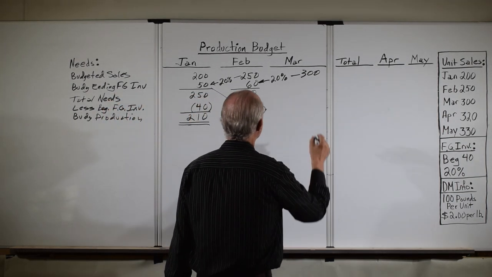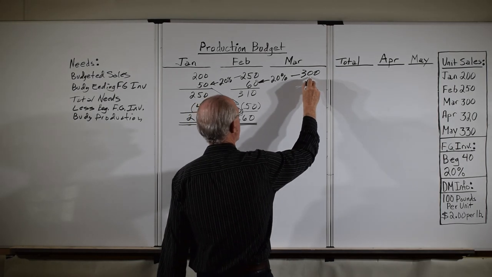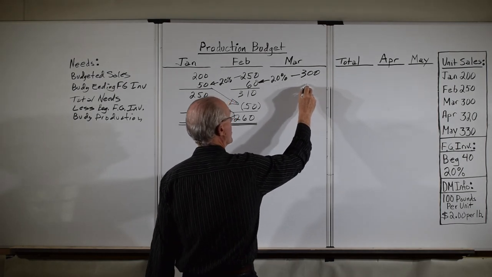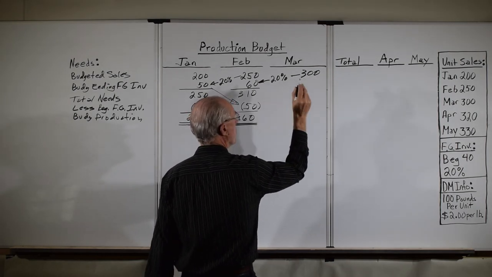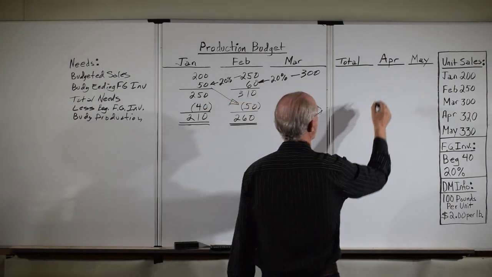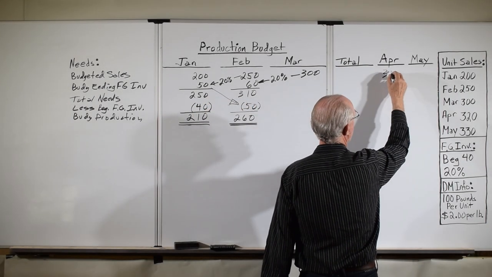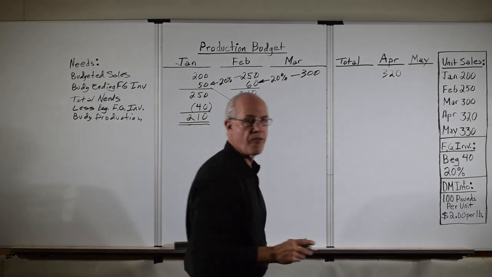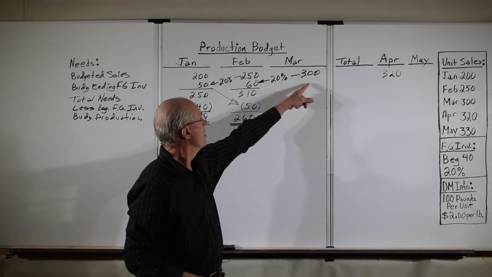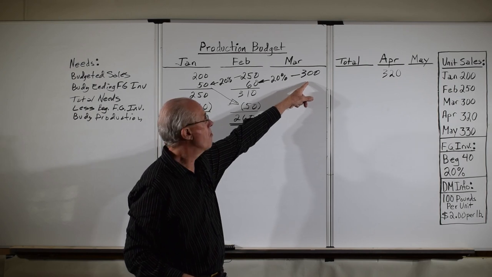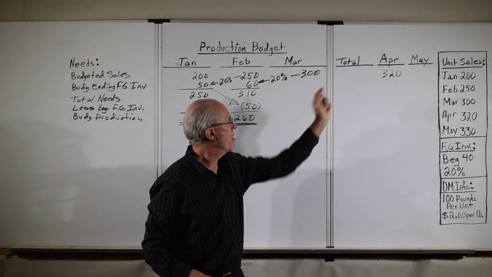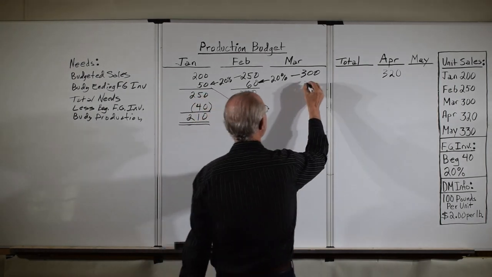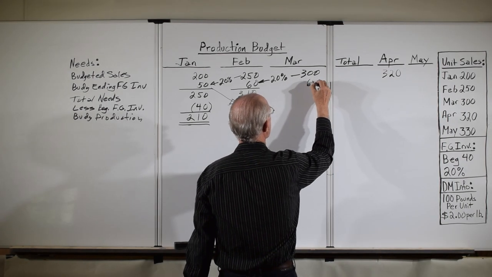For March, we start with our budgeted sales. We add in our desired ending inventory, which, I guess we're going to need April's sales of 320 units to find our desired ending inventory for March. So 20% of April sales is 64 units.